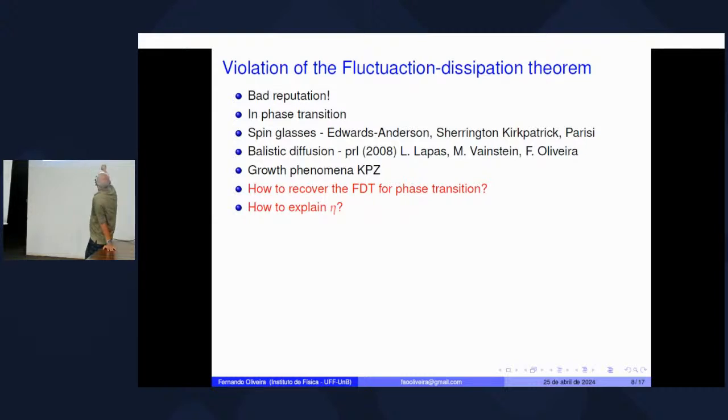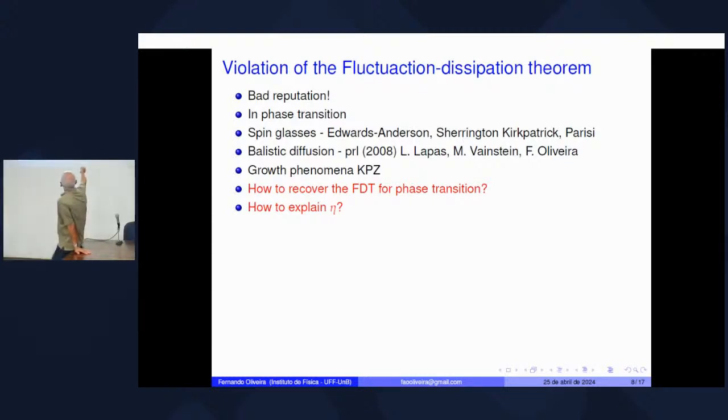By the way, in the first decade of the century, our group here decided to dedicate itself to studies of diffusion, violation of the fluctuation dissipation theorem, anomalous diffusion. So around 10 years we discussed that, and we have a lot of works on that. One of them is this one here, 2008, where we show a lot of the situations where it fails and what fails.